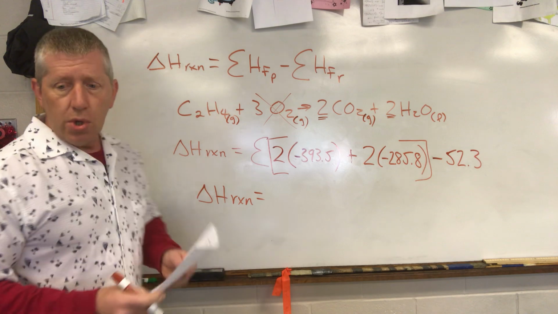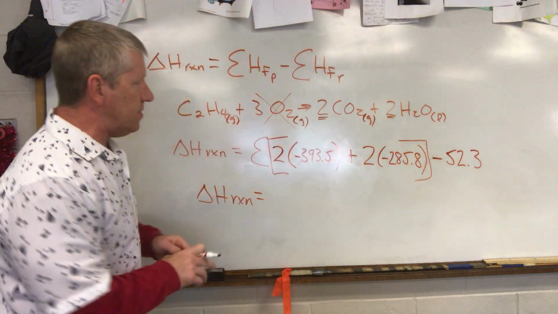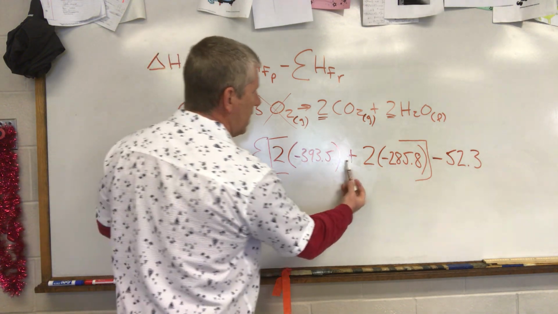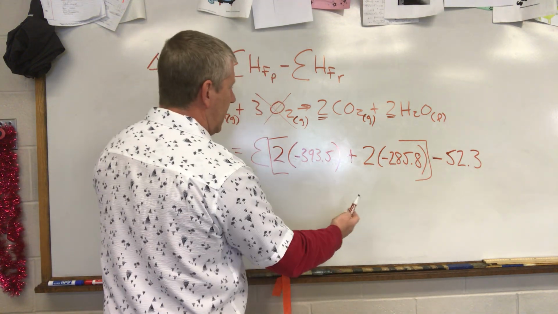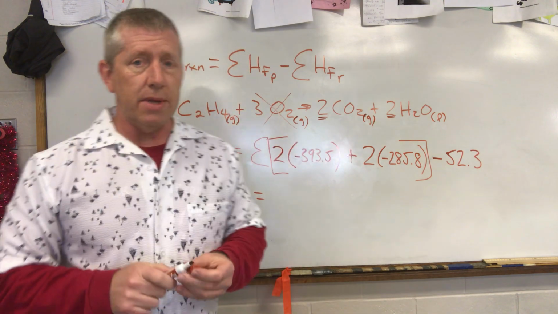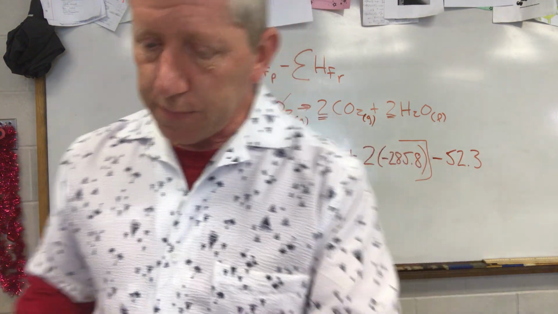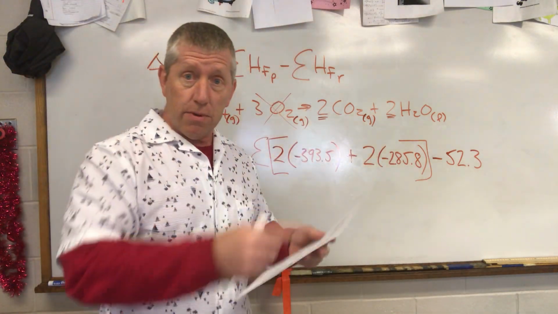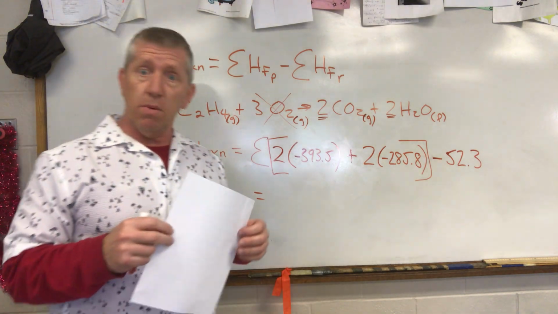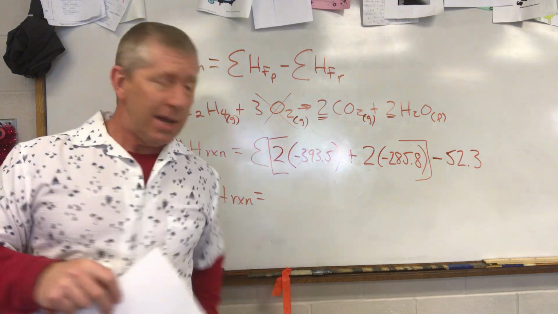All right, so you can go ahead and do that out. It's not difficult math, just stay organized. 2 times this, get a negative value, add 2 times that, get another big negative value. Add those together, get a big negative value, and then additionally subtract 52.3. If you do that math, you should come out with, okay, go ahead, do it, I'll wait. Oh, you are doing it. Okay, good.